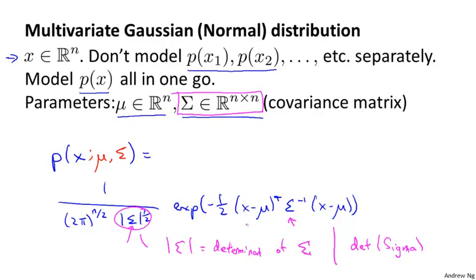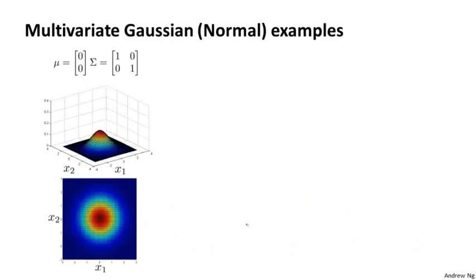But more importantly, what does p of x actually look like? Let's look at some examples of multivariate Gaussian distributions. So let's take a two-dimensional example. If I have n equals 2, I have two features, x1 and x2. Let's say I set mu to be equal to 0 and sigma to be equal to this matrix here, with 1s on the diagonals and 0s on the off diagonals. This matrix is sometimes also called the identity matrix. In that case, p of x will look like this.